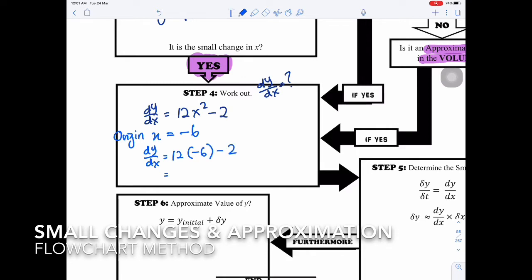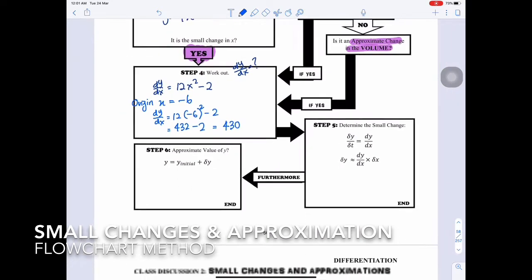So the value of dy/dx now equals 12 times negative 6 minus 2. So we get negative 72 minus 2. Okay, again, negative 12 times 36, so 432 minus 2, which equals 430. Okay, this is the value of dy/dx.